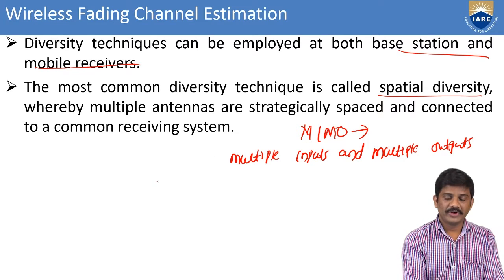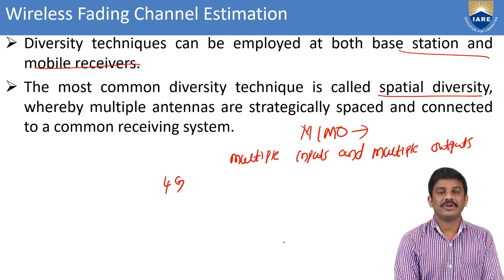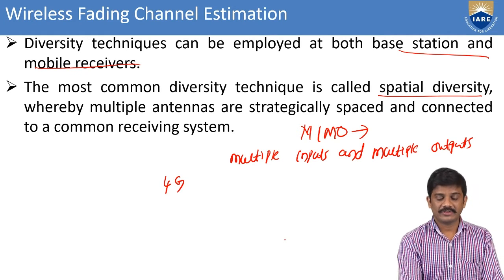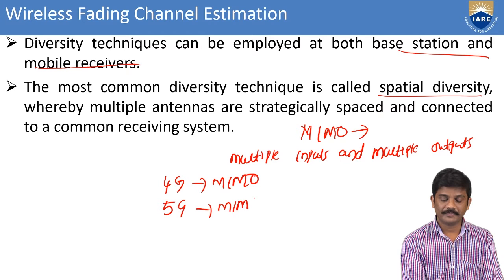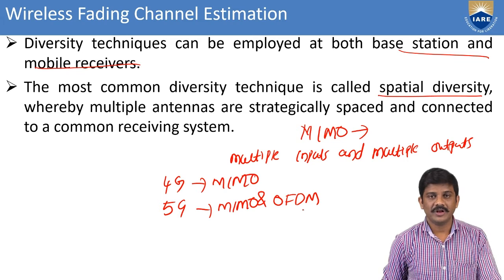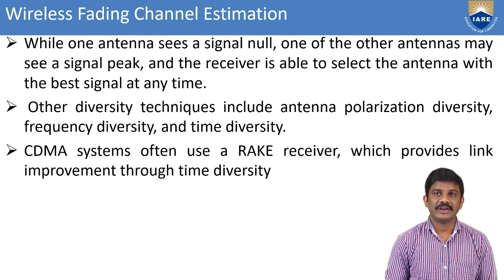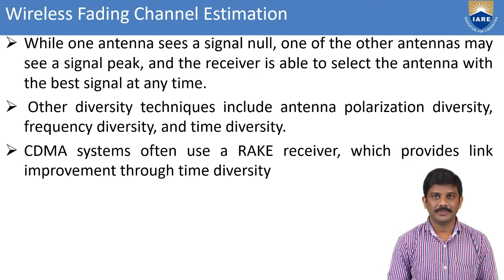MIMO technology is used in our 4G, fourth generation, wireless communication. Coming to fifth generation, we consider MIMO and OFDM, orthogonal frequency division multiplexing. If one antenna sees a signal null, another antenna may see a signal peak, and the receiver is able to select the antenna with the best signal at any time.